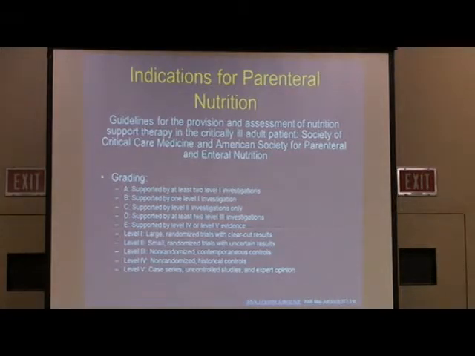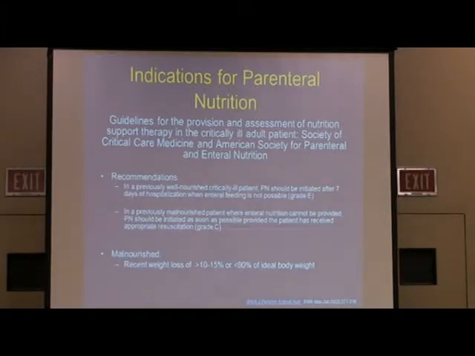There are guidelines from the Society of Critical Care Medicine and, again, the American Society of Parenteral and Enteral Nutrition that help us assess when it is appropriate to give patients parenteral nutrition. I listed the grading system here for completeness' sake. A grade A is the best supported recommendation by the evidence that we have, and E is the least supported, maybe expert opinion.